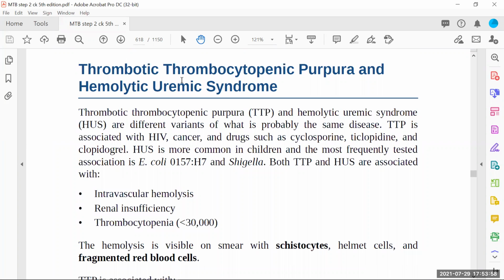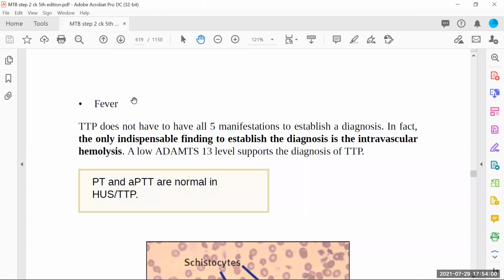Only in order to make a diagnosis of TTP, just memorize this line: a low ADAMTS level supports the diagnosis of TTP. That's the only clue. When you check this protein, if it's low, then you can say, okay, it's a TTP. It has nothing to do with HUS. In hemolytic uremic syndrome, the level of ADAMTS will be normal. Only platelet counts are decreased.